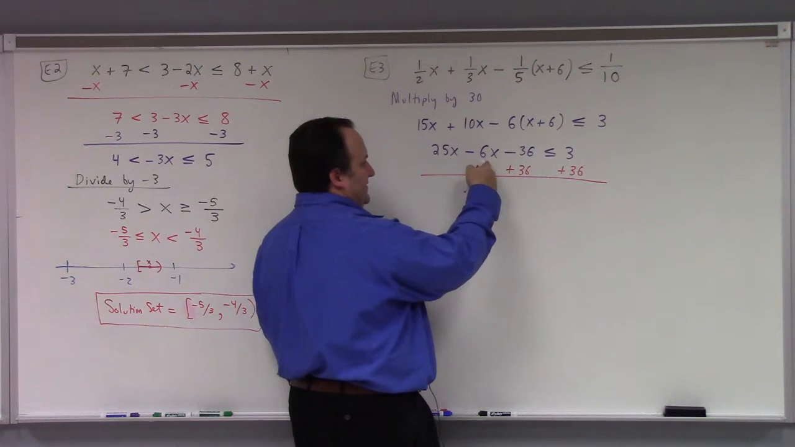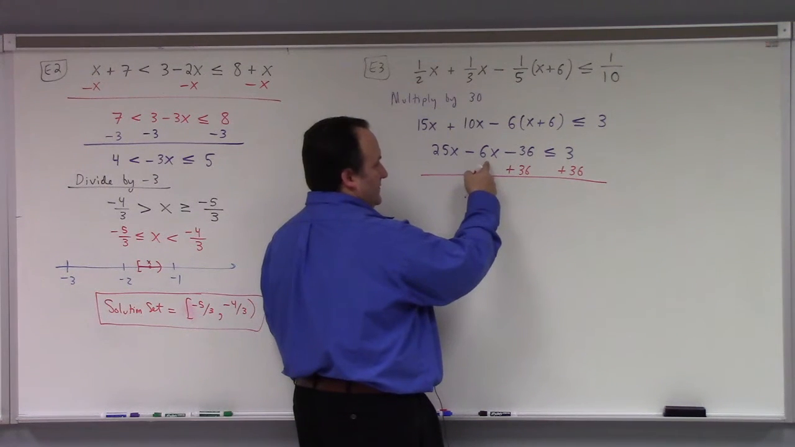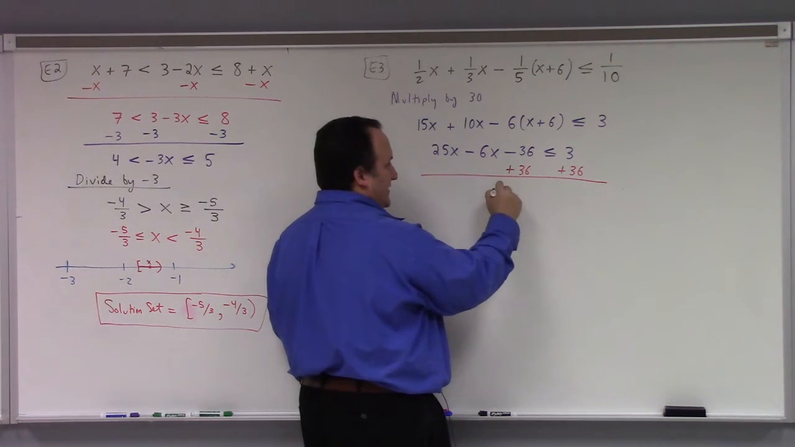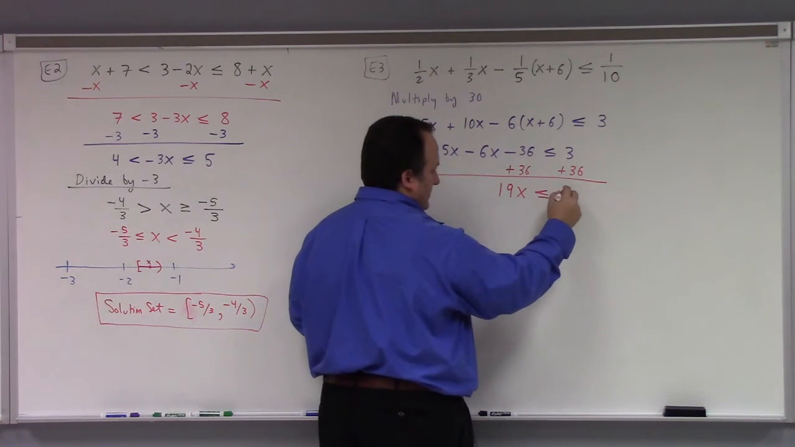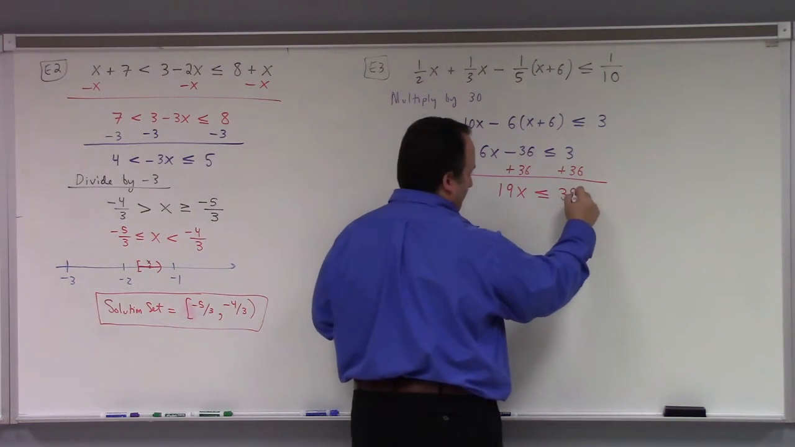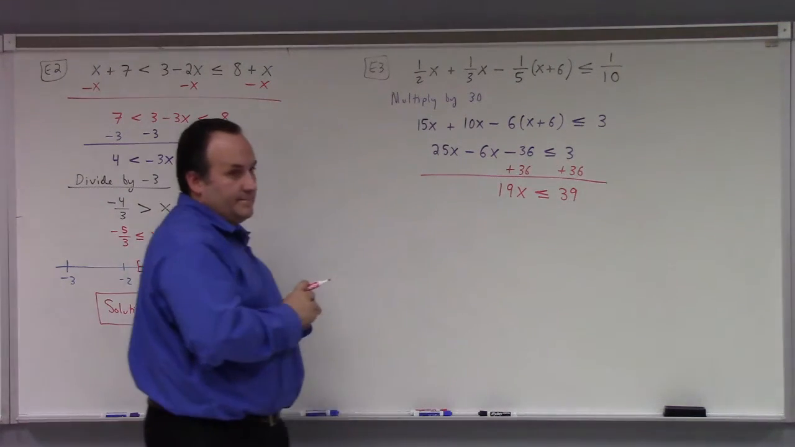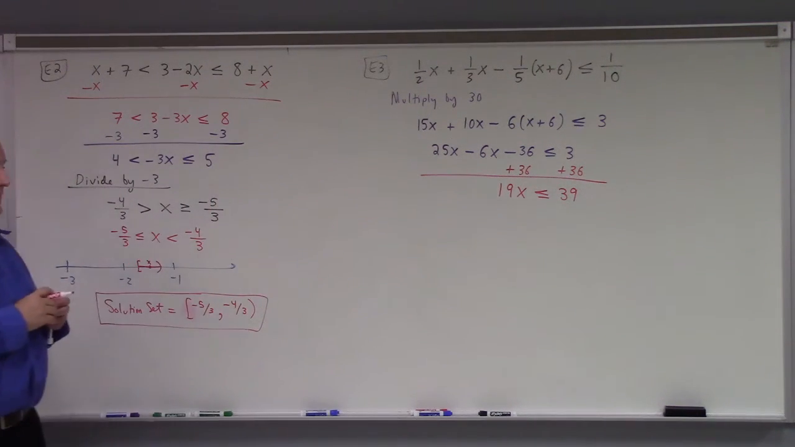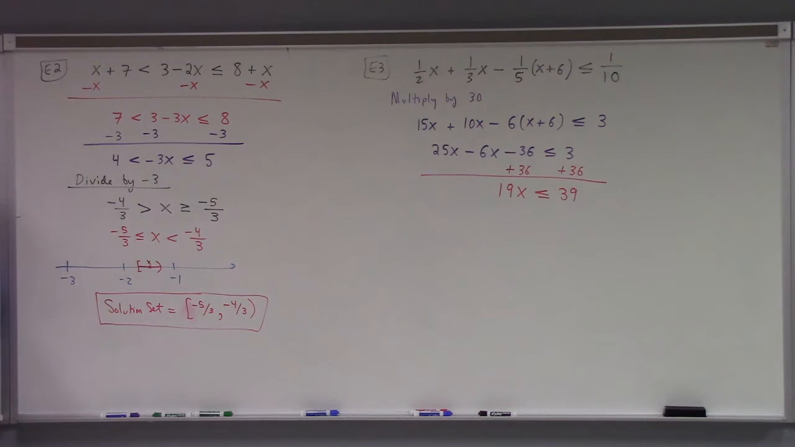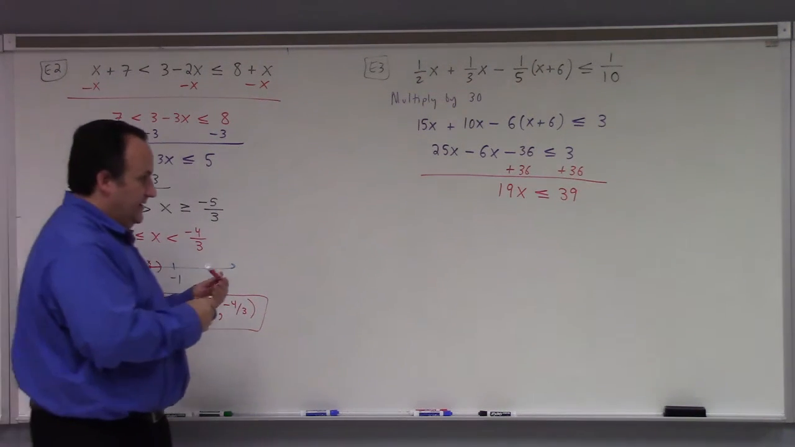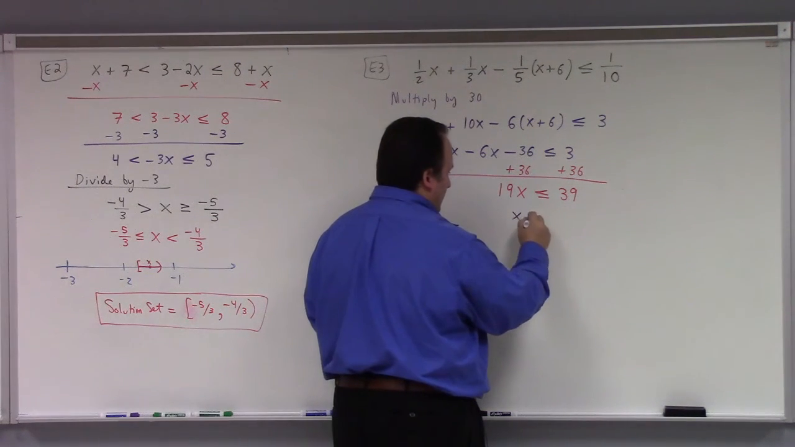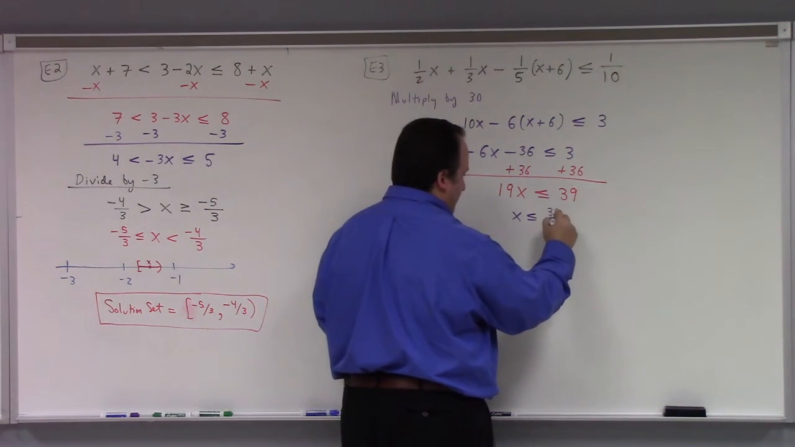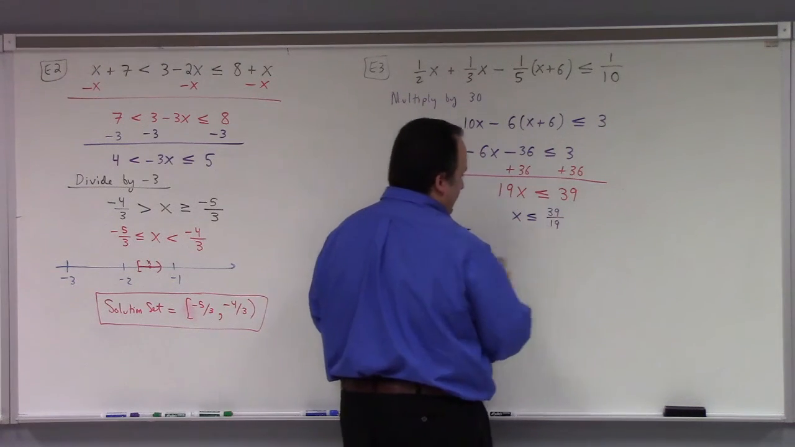What's 25 minus 6? I think it's 19, right? 19x is less than or equal to, I believe, 39. One more thing to do, right? Divide by 19. Divide by 19, what do we get? x is less than or equal to 39 over 19.